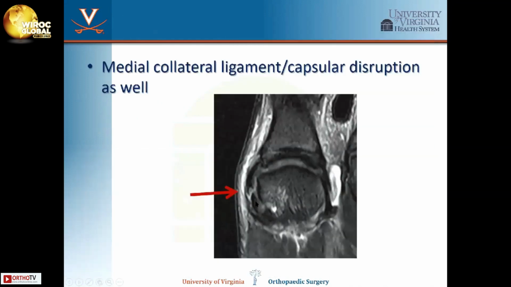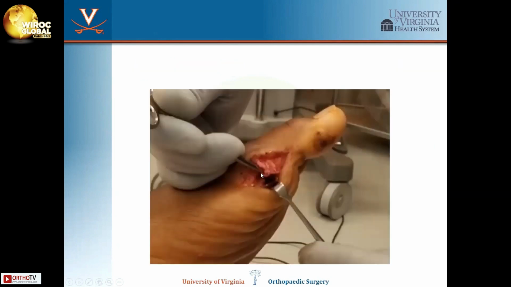Also on this patient, looking at the T2 coronal view, you can see disruption of the medial collateral ligament as well. This is an intraoperative photo showing that medial collateral injury, as well as the defect in the plantar plate.